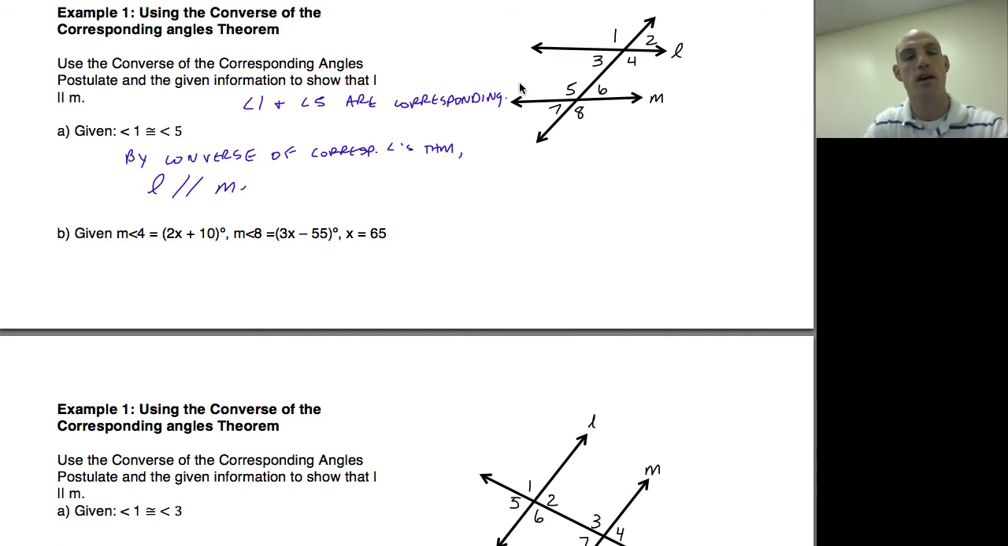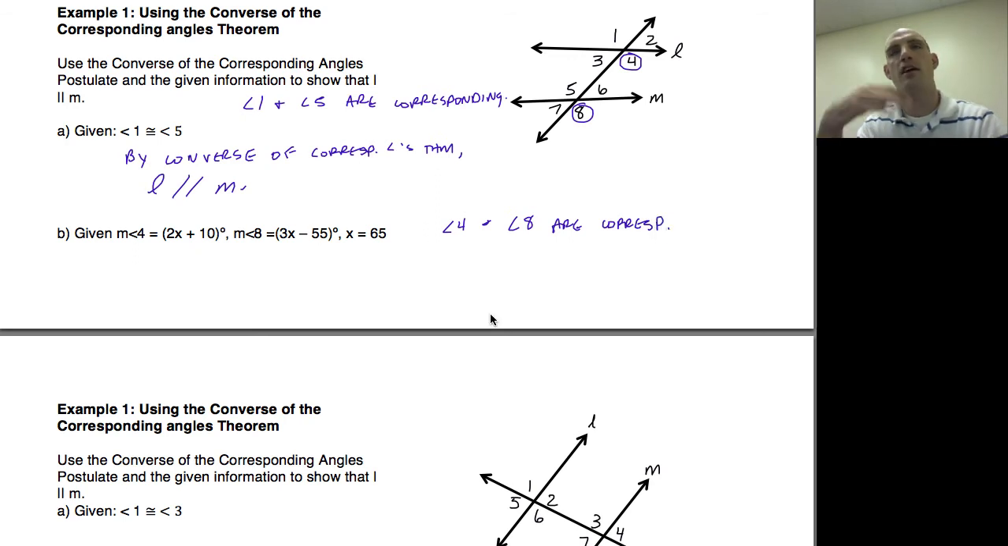In number 4, it's a little bit trickier because they don't actually give us what they want. They're adding a little bit of an element of algebra. The measure of angle 4 is what we're talking about, and we're also talking about the measure of angle 8. Immediately we should say angle 4 and angle 8 are corresponding. We should think in our head, what do we want to show for them to be parallel? Well, corresponding angles, once again, need to be congruent. And so they've given us this x here, and they've given us two expressions.